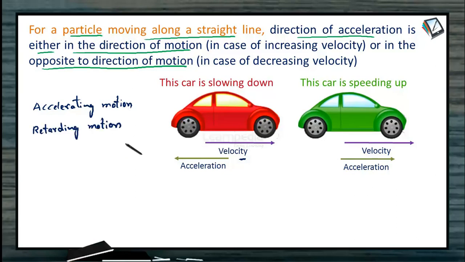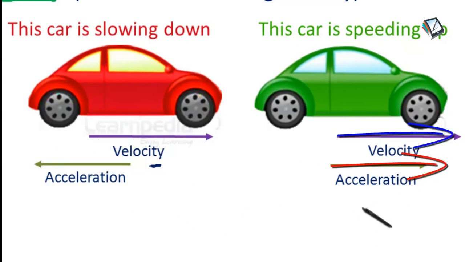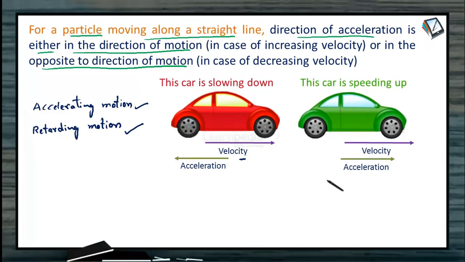So how do we decide whether it is accelerating? Accelerating motion means the magnitude of velocity, of course, is increasing, and retarding means it's decreasing. So whenever the direction of acceleration is opposite to the velocity, in that case, the motion will be retarding. And if they are along the same line, then the motion is accelerating. It has nothing to do with the sign we apply on A.